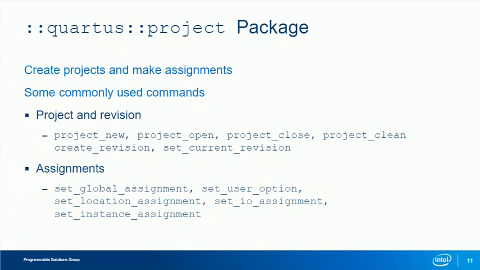There are a number of commands for working with projects and revisions, including the project_new, project_open, and project_close commands. Use create_revision to create a new revision, which contains an alternate set of assignments for you to try on the current design. You use set_current_revision to specify which of the multiple revisions in your project is going to be the current one.